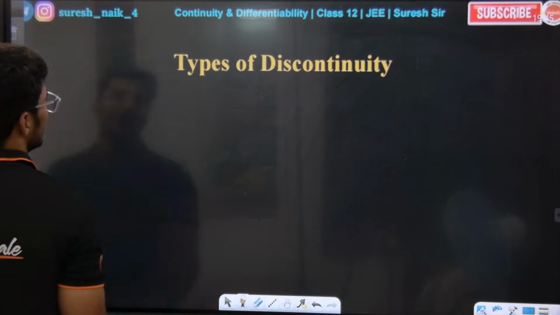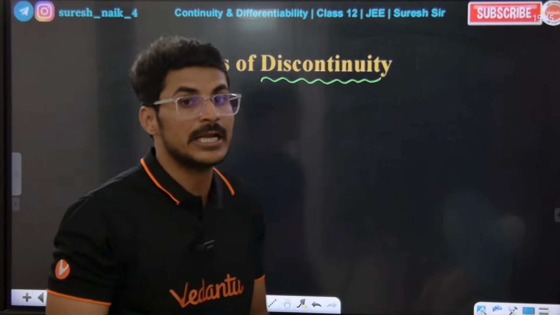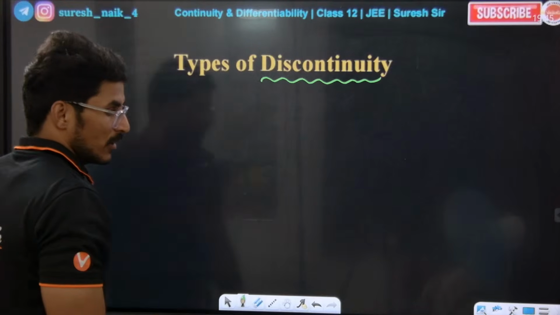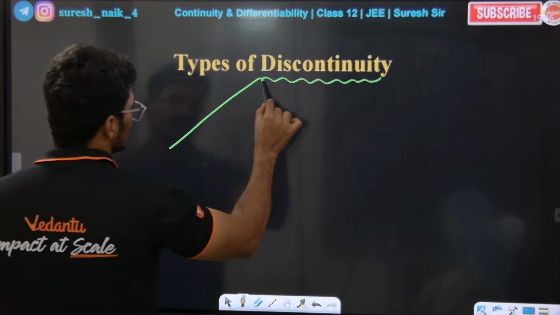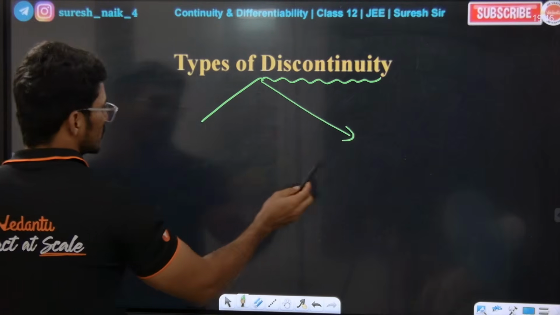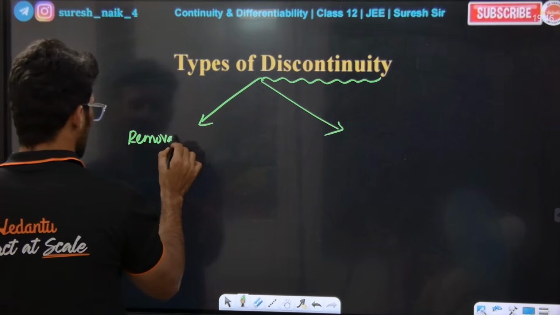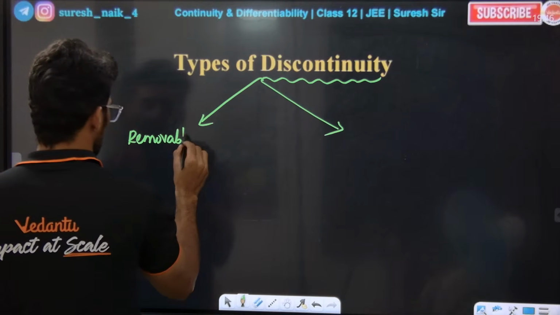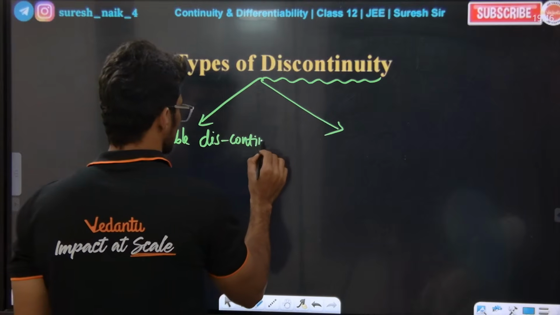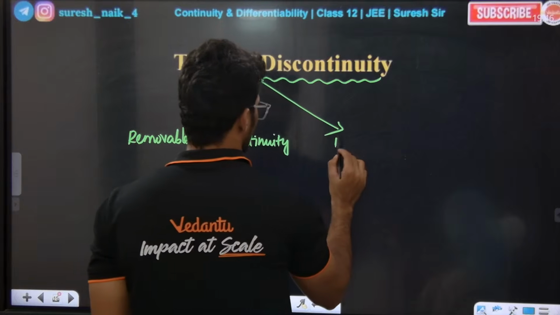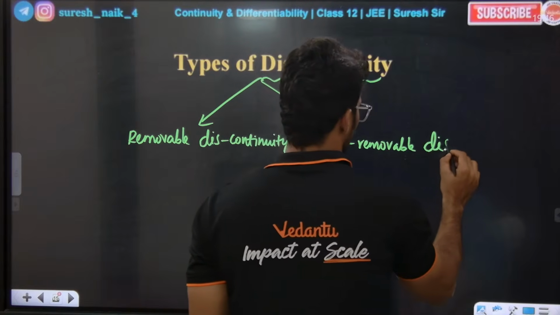Okay, so types of discontinuity. How many types are there in discontinuity? Please listen, guys. We will be getting two types right here. There are two types. One is removable discontinuity, and the next one is irremovable discontinuity.